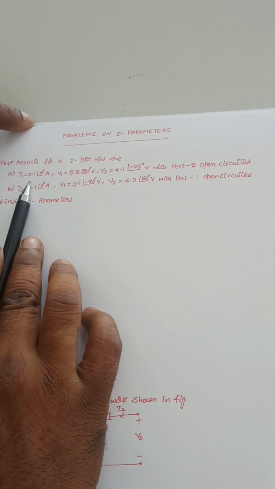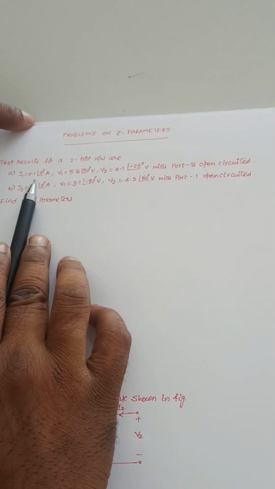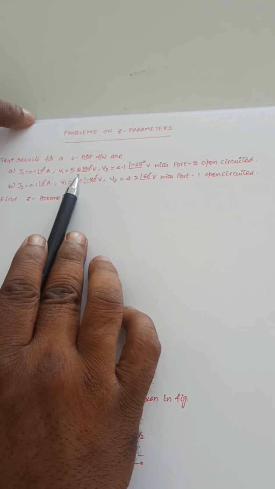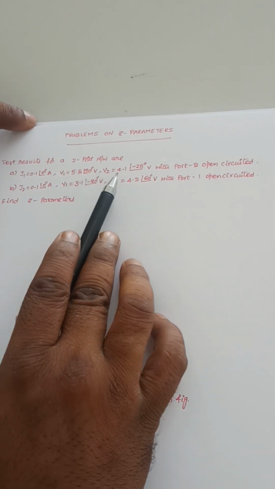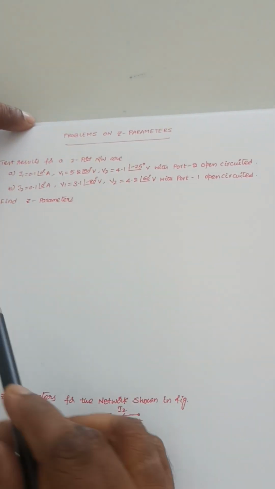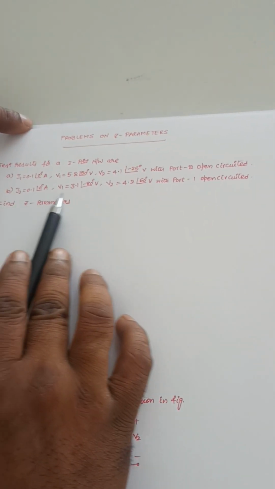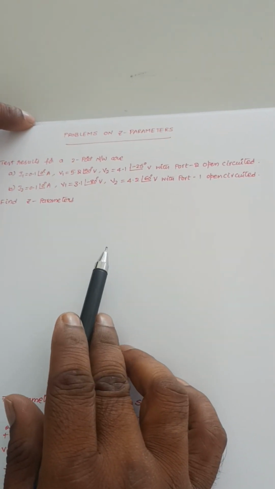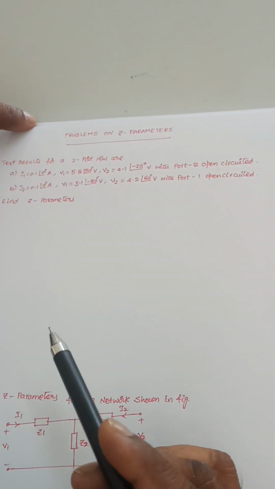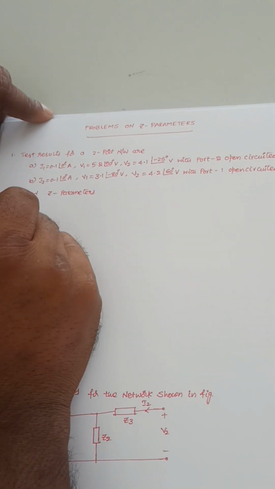Whenever port 2 is open circuited, we got I1 as 0.1 at an angle 0 degrees amperes, V1 as 5.2 at an angle 50 degrees volts, and V2 is this much of voltage at port 2. And with port 1 open circuited, these are the results that he obtained. From these results, I need to find the Z parameters. So let me explain this problem. Solution.